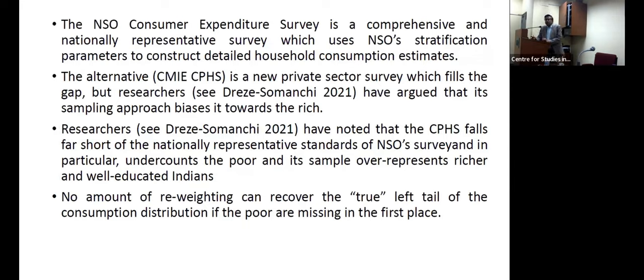Now, the trouble with this, and a lot of people have written on this, and again, many of us here do surveys, we know all surveys have limitations, so I would not say that CPHS is doing it for any inherent reason to be biased, but that's just the limitation of this survey methodology.